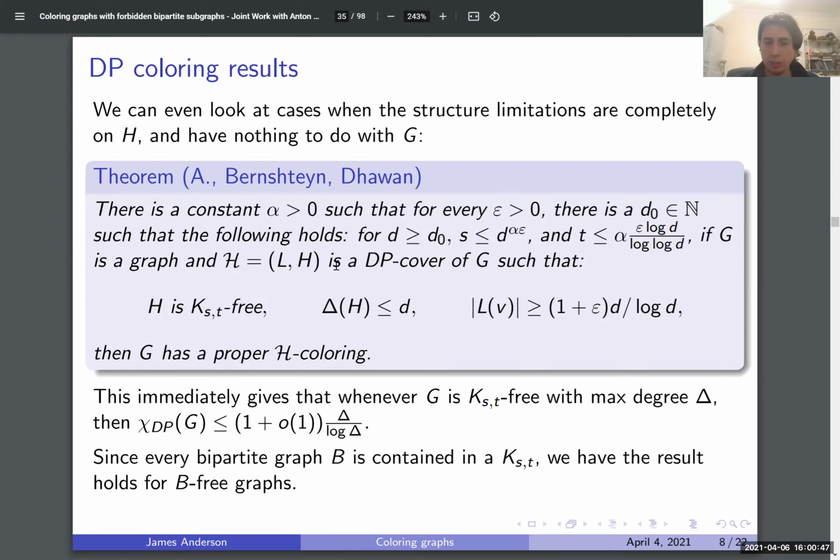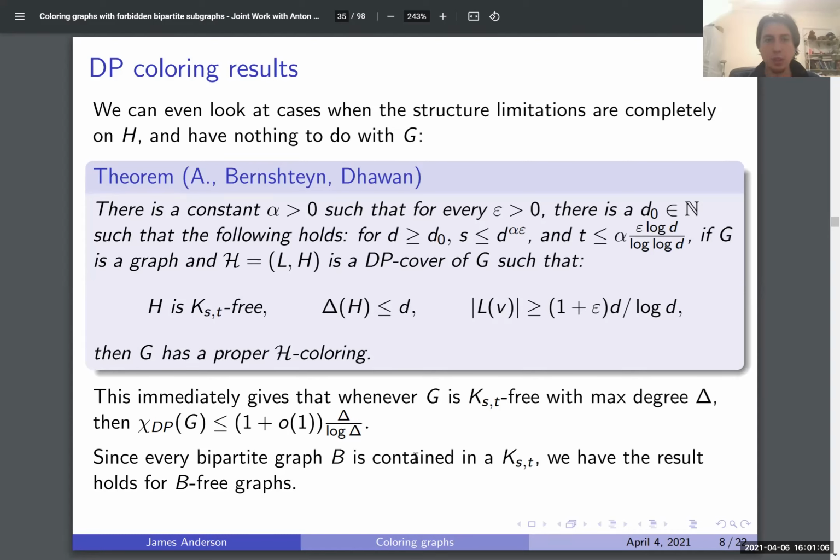And so now, since every bipartite graph B is contained in a KST for some S and T, we have that the result holds for B-free graphs. You can always take this D naught to be large enough so that the result will hold.